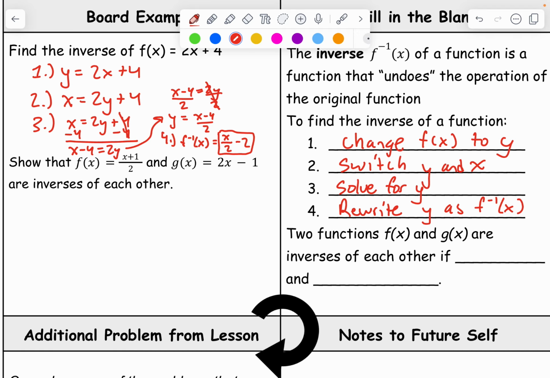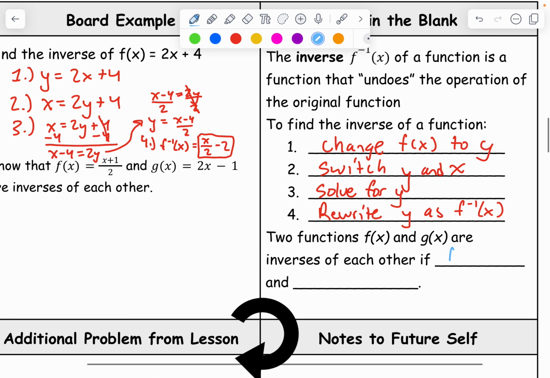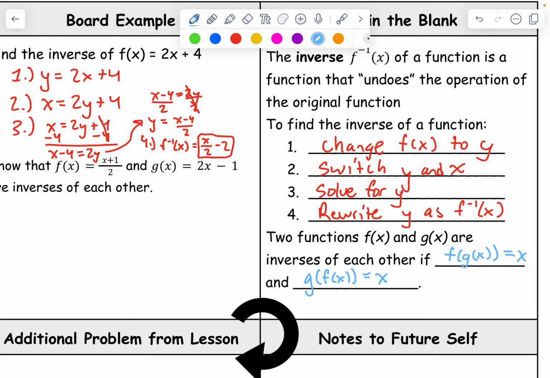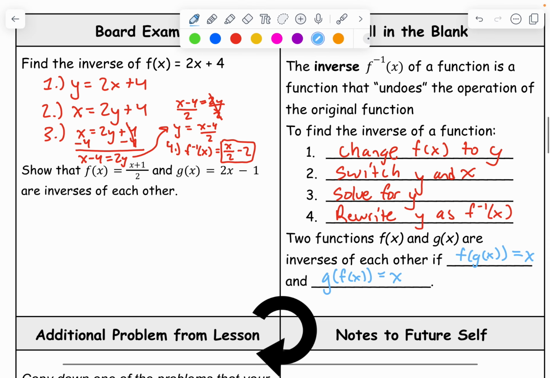inverses of each other. And there's a definition that says two functions f of x and g of x are inverses of each other if f of g of x, that composition we just talked about, equals x, and if g of f of x equals x. So if you plug the equations into each other for x, and you get a simplified result of x out for both, they are inverses of each other. And I'm going to show an example of this proof right now with the problem to the left, okay?